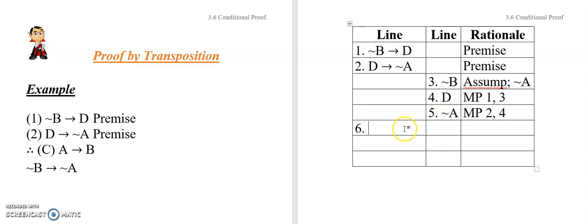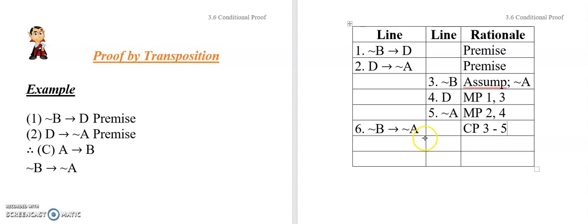And what do we write in line 6? You write the first thing you assumed, then you write down an arrow, then you write down the last thing you got there. And then you're going to justify it how? We justify this by CP, and it's 3 through 5 in this case. Easy enough. CP 3 through 5.